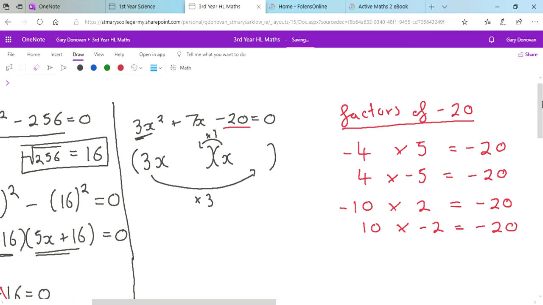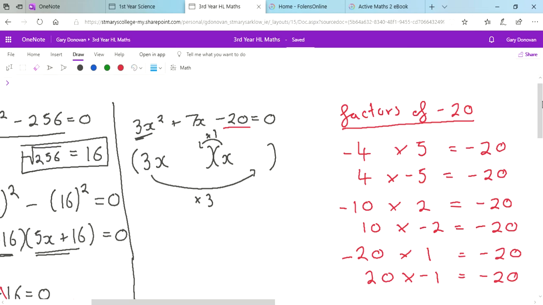What else? Well, we could have 20. Minus 20 times 1 gives us minus 20. Or 20 times minus 1 gives us minus 20. So now we have to pick which two of these we can add together to give us plus 7. Now remember, we have a minus and a plus number, so we have to take that into account as well.